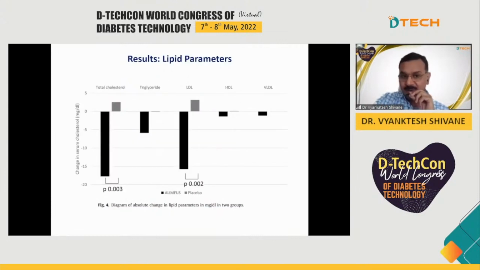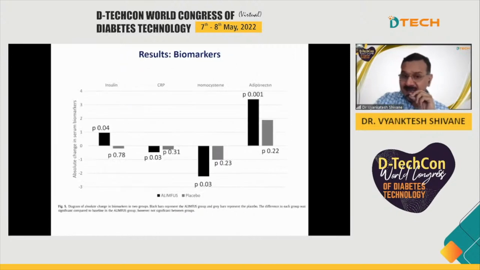When we talk about the cholesterol parameters, the total cholesterol was significantly reduced compared to baseline in the ALIMFUS group. The LDL cholesterol, the so-called bad cholesterol, was also significantly reduced in the ALIMFUS group. The markers of inflammation were fairly improved, and it was surprising for us that the mean insulin level at the end of the study in the ALIMFUS group was statistically significantly elevated.